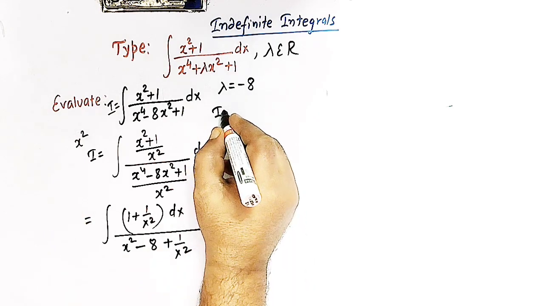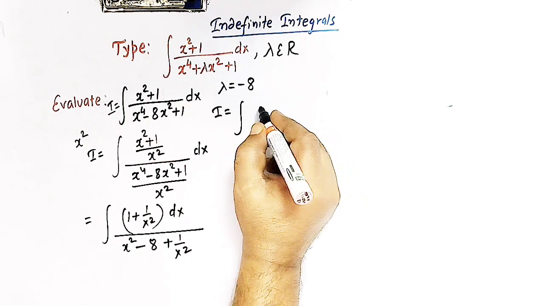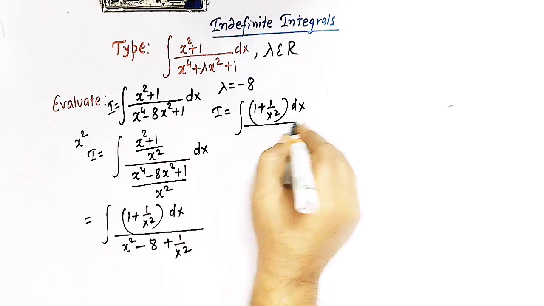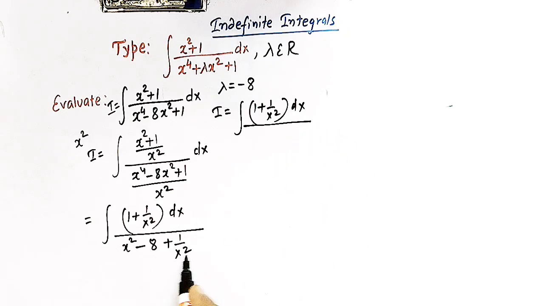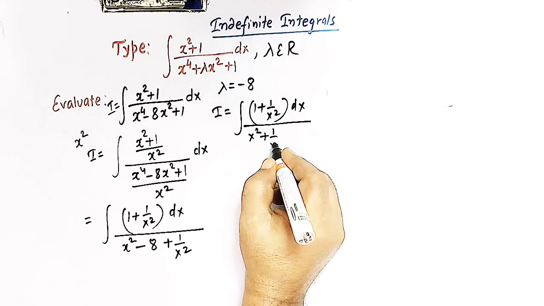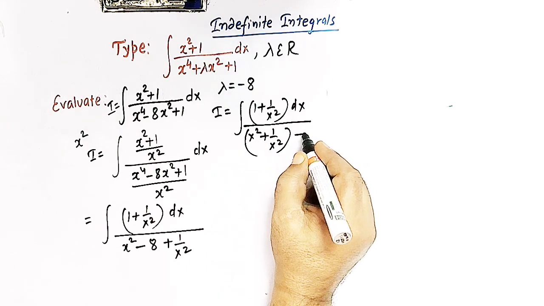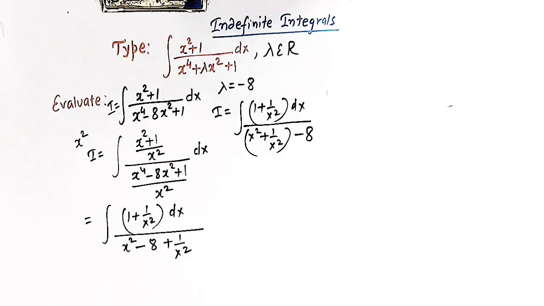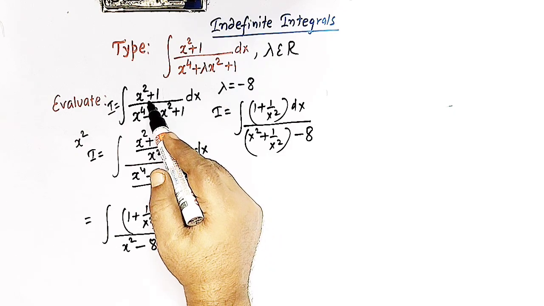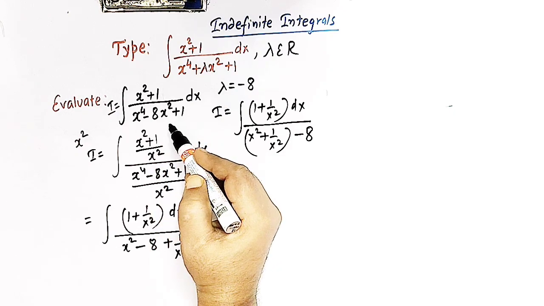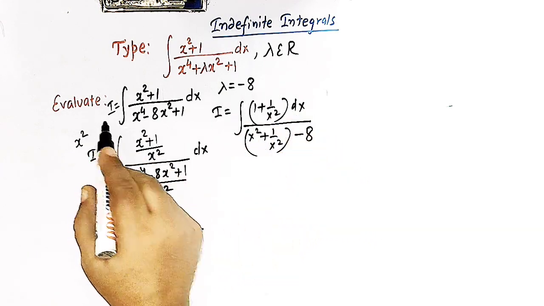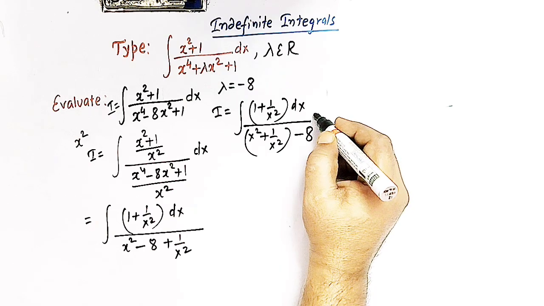So now this integral I can be written as (1 plus 1 over x square) dx, and in the denominator we can collect these two terms, x square plus 1 over x square, and here we have minus 8. So the first step to solve these kinds of indefinite integrals is to divide the numerator and the denominator by x square and get the form of the integral I like this.